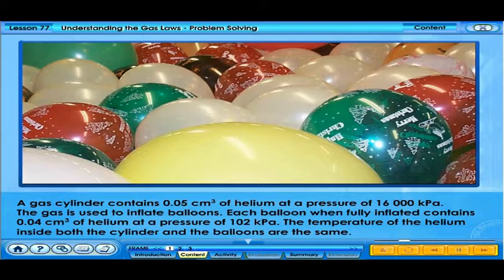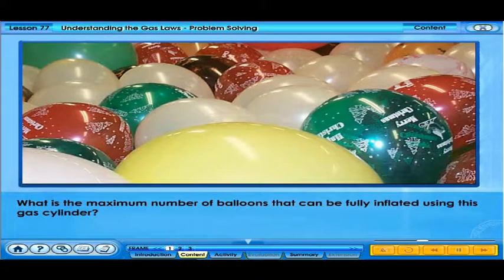Each balloon, when fully inflated, contains 0.04 cubic centimeter of helium at a pressure of 102 kilopascal. The temperature of the helium inside both the cylinder and the balloons are the same. What is the maximum number of balloons that can be fully inflated using this gas cylinder?